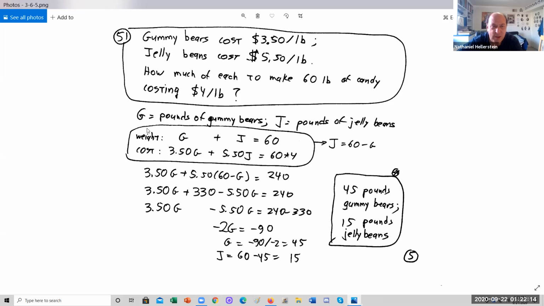There's going to be 2 variables: G, the pounds of gummy bears, and J, the pounds of jelly beans.